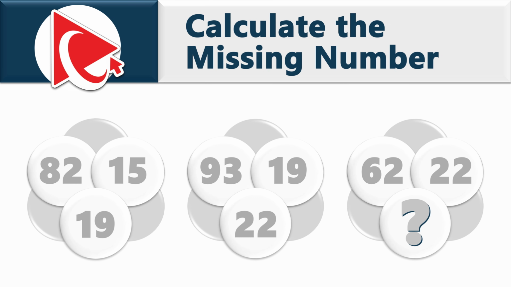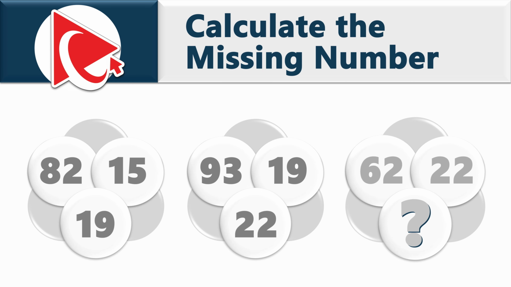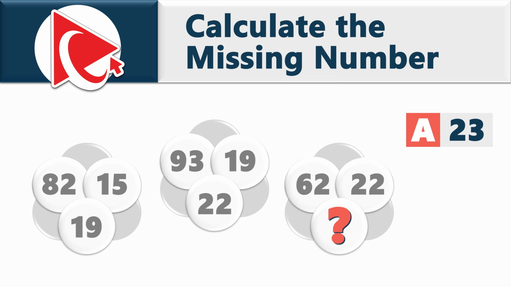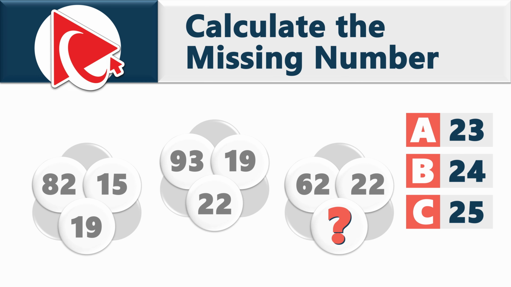The first shape has numbers 82, 15, and then 19. The second shape has numbers 93, 19, and 22. And then the third shape has numbers 62, 22, and then comes the missing number, which you need to calculate and select out of 4 possible choices. Choice A, 23, choice B, 24, choice C, 25, and last but not least, choice D, 26.